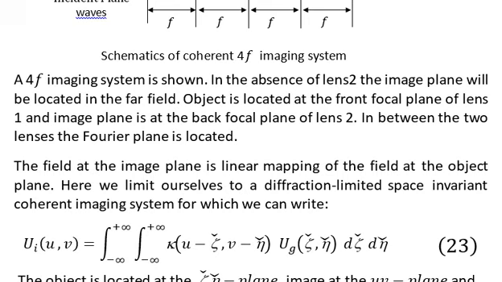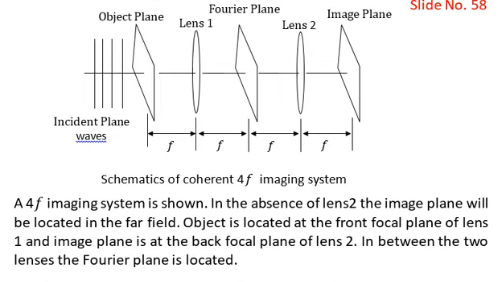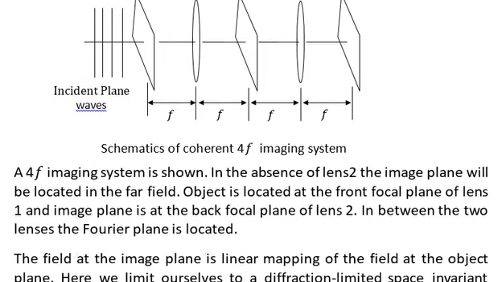So let's read. A 4f imaging system is shown. In the absence of lens 2, the image plane will be located in the far field. So if lens 2 is not present, then this image plane has to be located at infinity, at a very large distance, so that the spherical waves will behave as plane waves, and they will interfere and form an image.